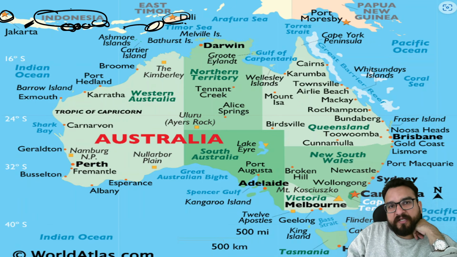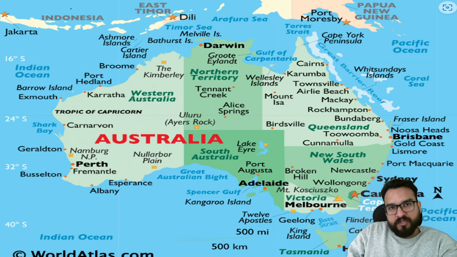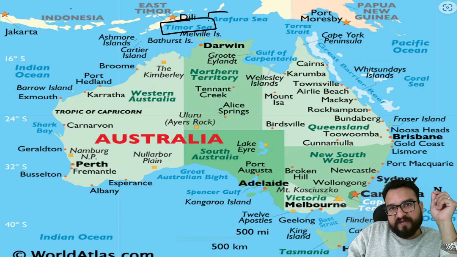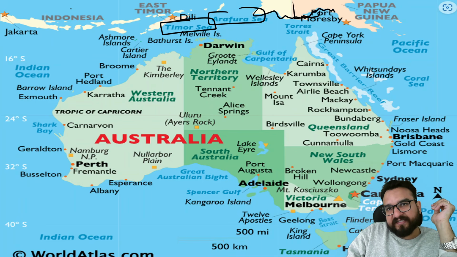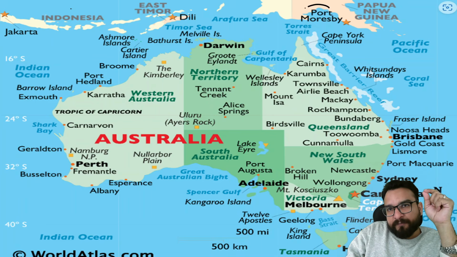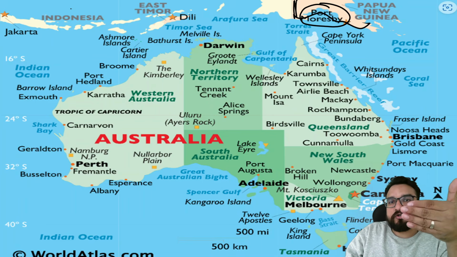When you come over here, you will find the Timor Sea and the Arafura Sea. These are the seas which divide Australia and Indonesia. And then you are going to find the Guinea Island over here, where the right-hand side is a separate country, Papua New Guinea, whose capital is Port Moresby. Try to see that this is at the north of Australia.